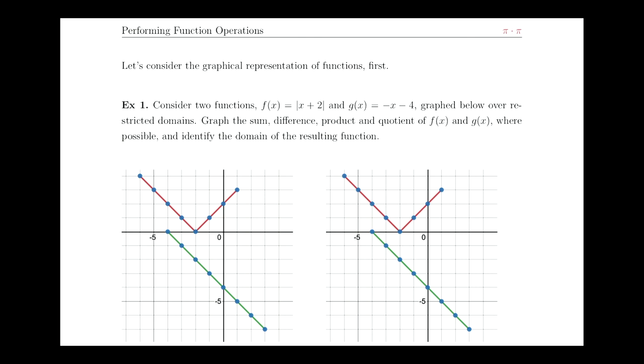graphed over restricted domains, meaning the absolute value function doesn't go to the left of negative 6 and doesn't go to the right of positive 1. So the domain of the absolute value function is negative 6 to positive 1. And the linear function, negative x minus 4, doesn't go to the left of negative 4 and doesn't go to the right of positive 3. So the domain is negative 4 to positive 3.